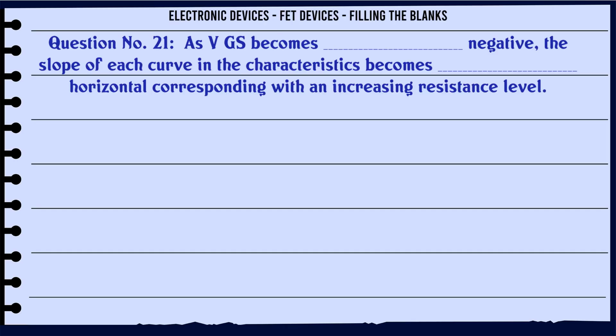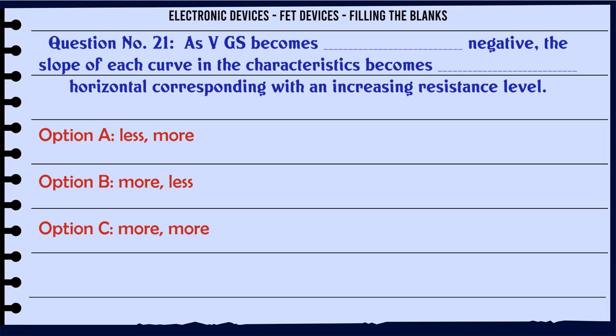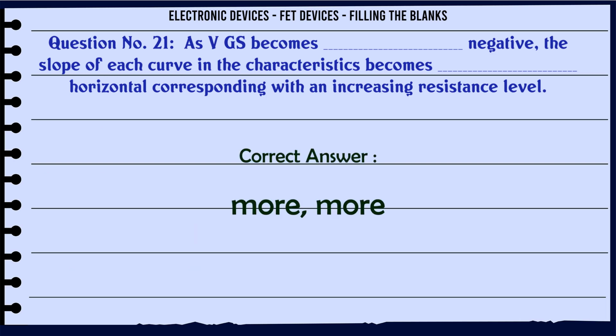As VGS becomes negative, the slope of each curve in the characteristics becomes horizontal, corresponding with an increasing resistance level. A. Less, more, B. More, less, C. More, D. None of the above. The correct answer is more.